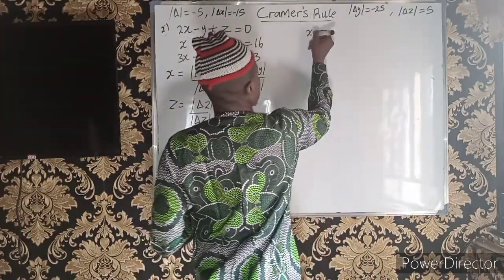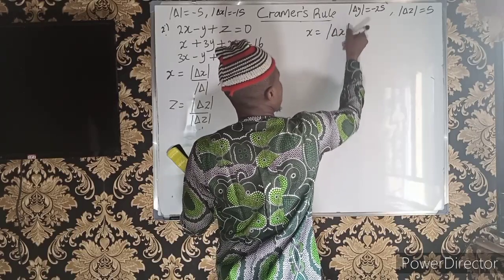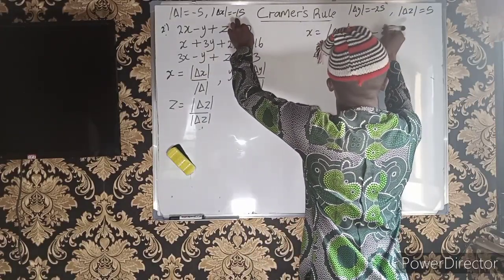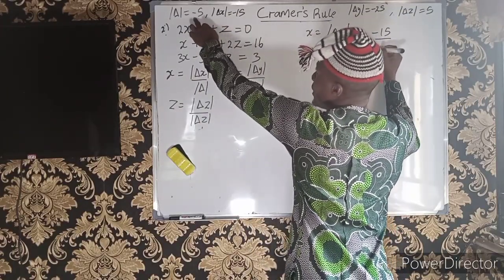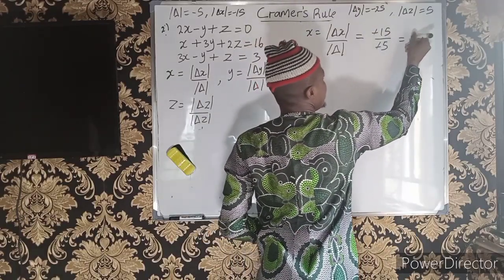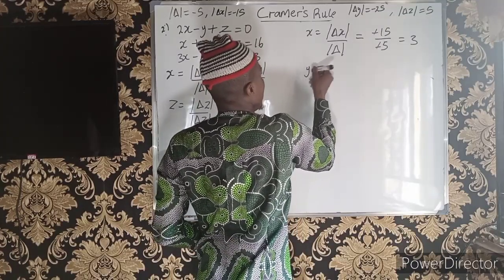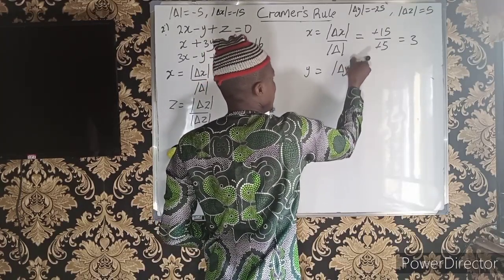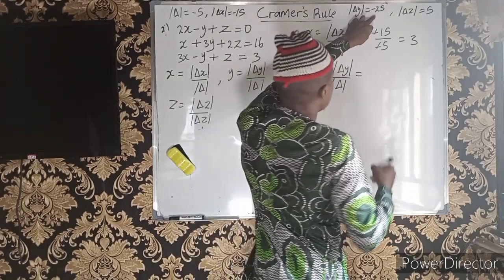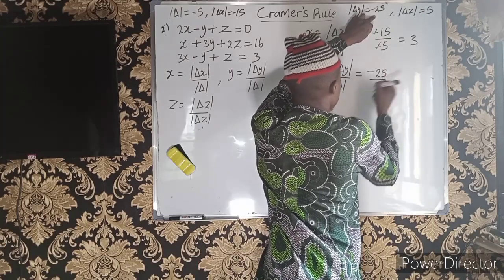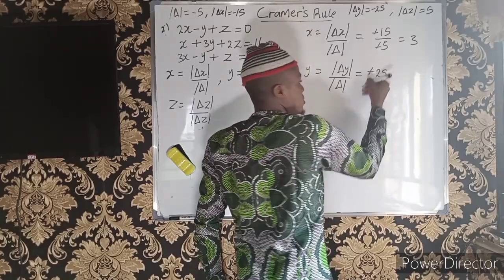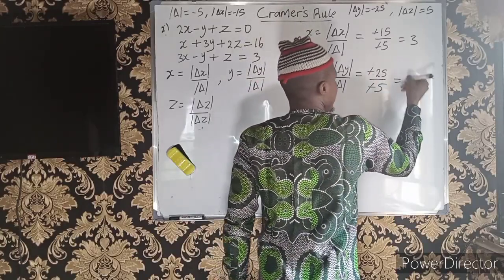So we said that x is equal to determinant of change in x over determinant of change. And our change in x, remember, we got it as minus 15 over change is minus 5. So you have minus 5. Minus cancel minus, 15 over 5 will give us 3. So x is 3. For y is determinant of change in y over determinant of change. And determinant of change in y gave us minus 25 over determinant of change is still minus 5. Minus cancel minus, and 25 over 5 will give us 5.